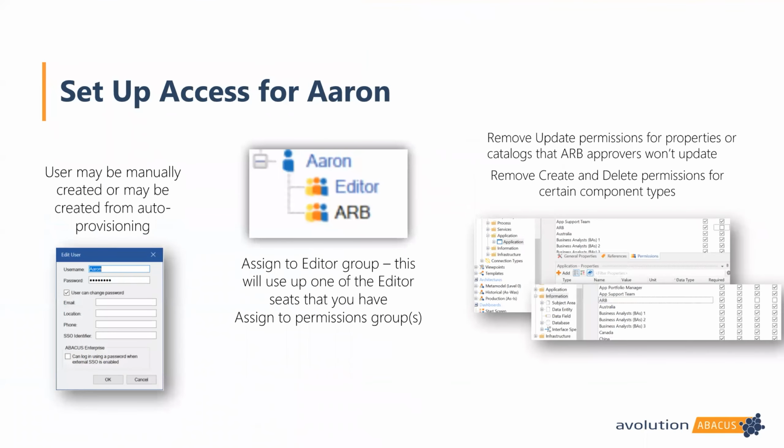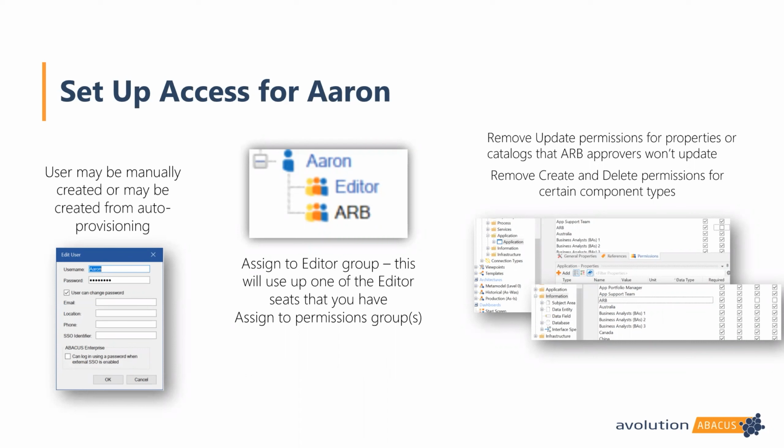So we're going to set up access for Aaron. So he might be manually created as a user. We might actually manually enter in the user details, or the user profile might be created from auto provisioning. And then we need to take that user and make sure we're removing the user from groups that it should not be in, such as default, and making sure that the user profile is in the groups that this user does need access to.